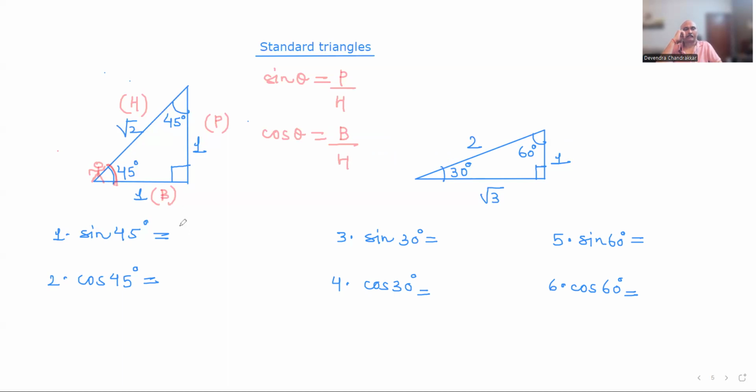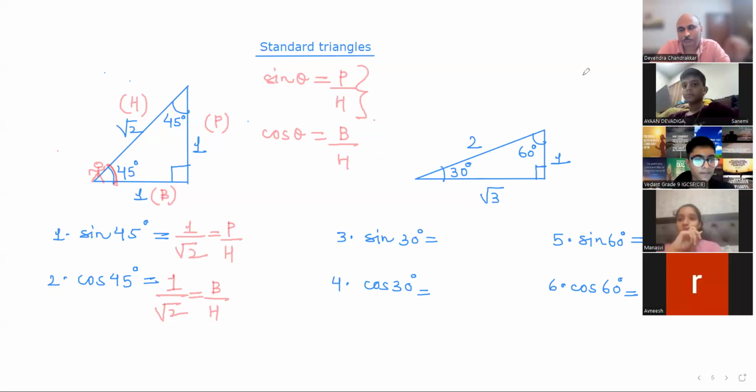So sine 45 in this case is 1 upon root 2, perpendicular upon hypotenuse. Use this result, okay? Cos 45 is base upon hypotenuse. Again, it is 1 over root 2. This is base upon hypotenuse. I hope all of you understood this. Yes or no? If you have understood it, find the values of sine 30, cos 30, sine 60, and cos 60. Please do it quickly. First, give me the answers, and then you can note.